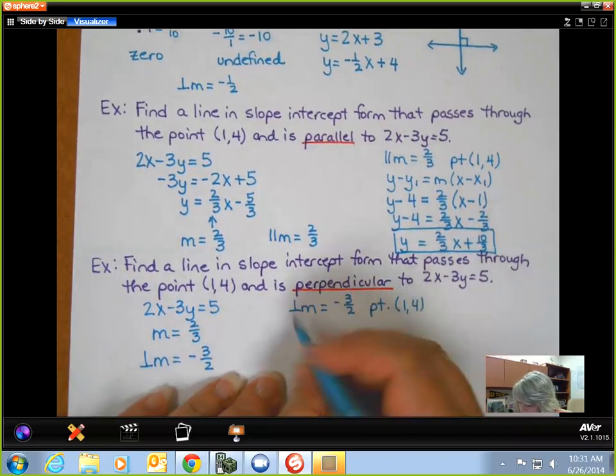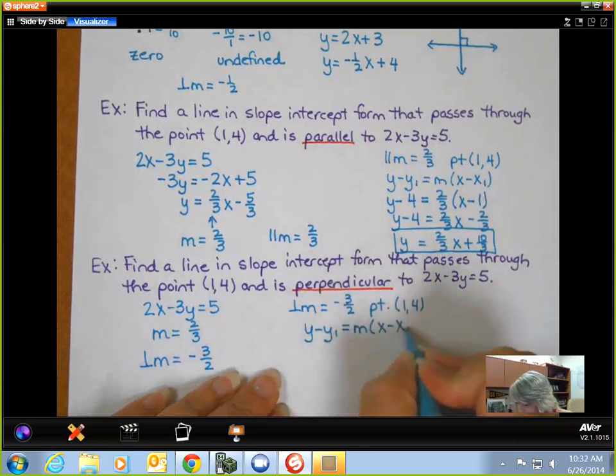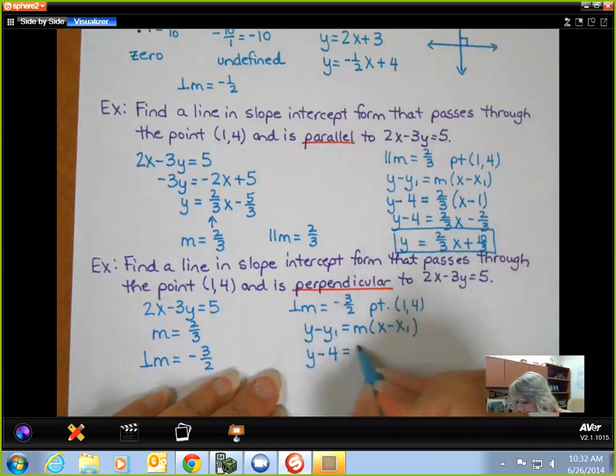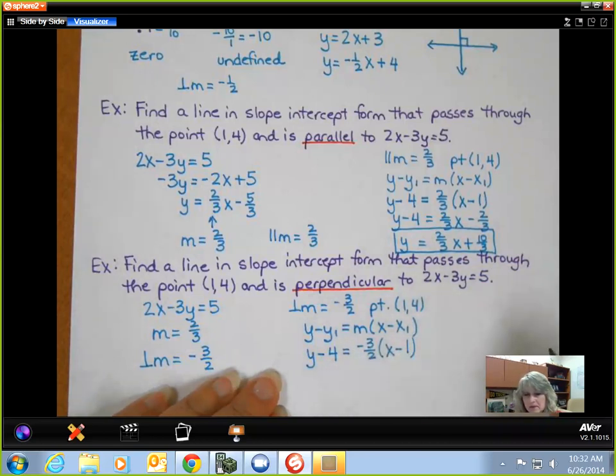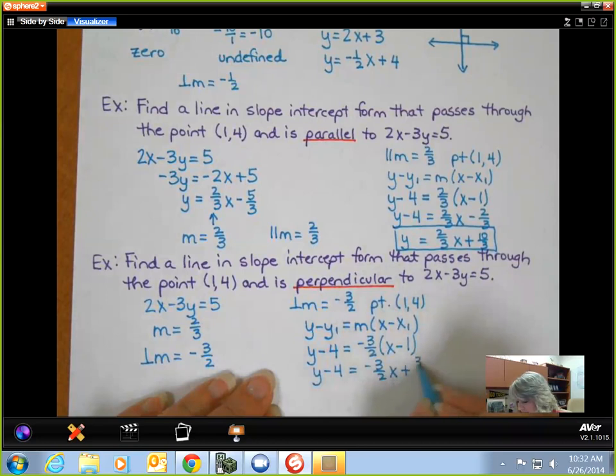All right, so here we go. y minus y sub 1 equals m times x minus x sub 1. Again, we're going to put in values for our y sub 1 and our x sub 1 and our slope. So it's going to look pretty much like the problem above, except for the slope part. So y minus 4, because that's our y, equals negative 3/2 times x minus 1. Again, we're going to distribute the negative 3/2 this time. y minus 4 equals negative 3/2 x plus 3/2.